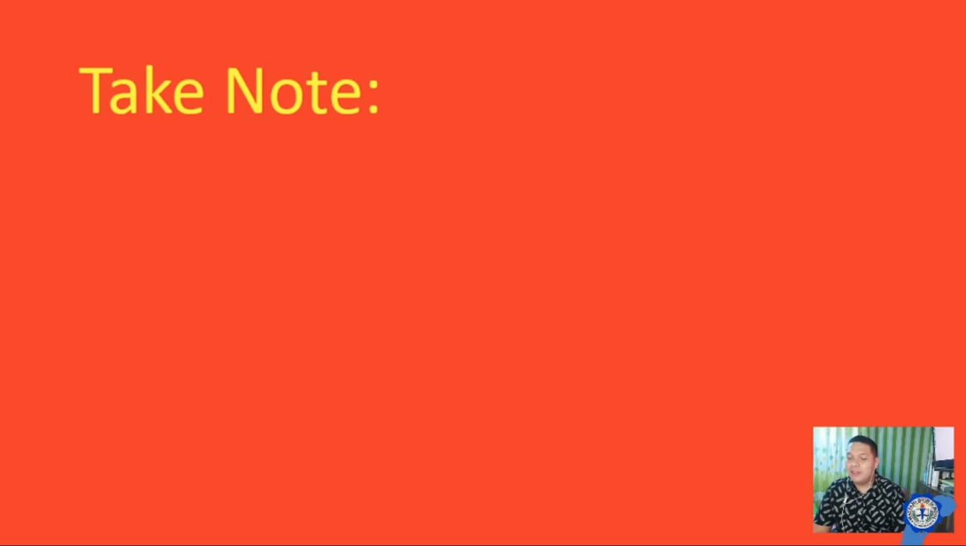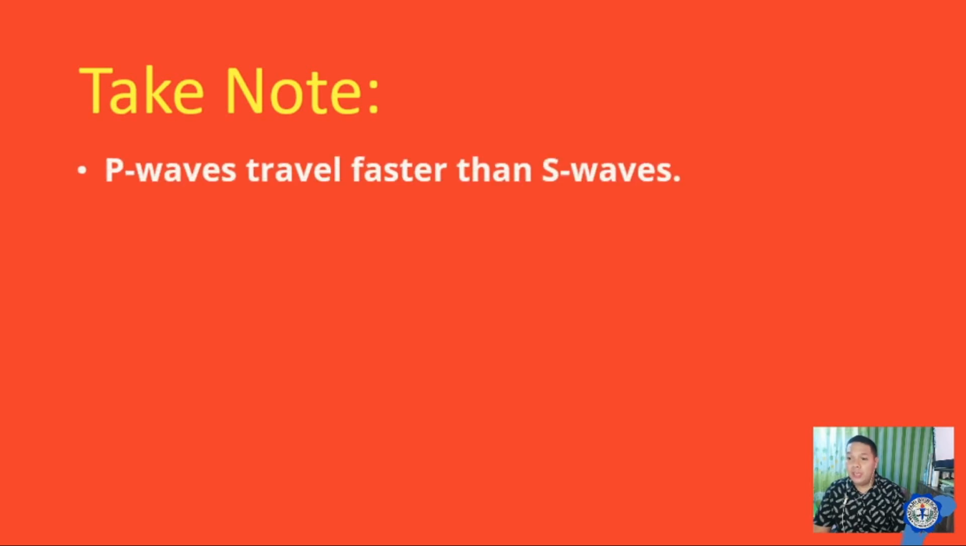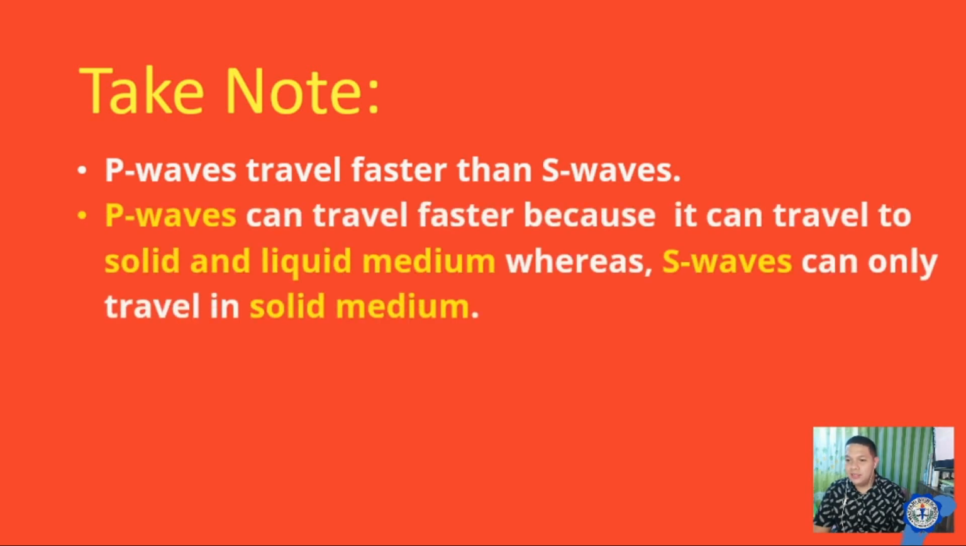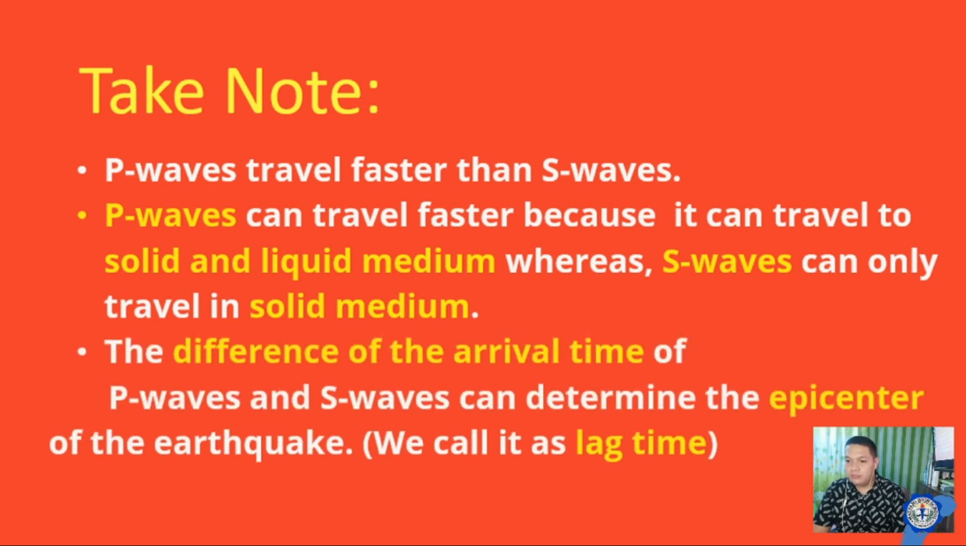So take note of the following things that you have learned from our video. First, P waves travel faster than S waves. Second, P waves can travel faster because they can travel through solid and liquid media, whereas S waves can only travel in solid media. The difference in the arrival time of P waves and S waves can determine the epicenter of the earthquake, and we can call it lag time.